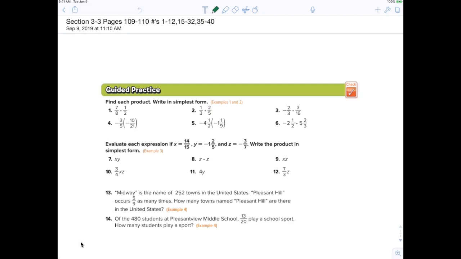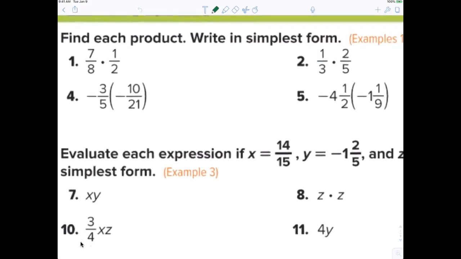You may have forgotten, which is perfectly fine. But today, all we're doing is multiplying fractions. It should be super, super easy. So let's take a look and see how we're doing. And again, we'll do the first 12. We're not going to do the word problems today. We're going to come back and do all the word problems at the end. So here we go.